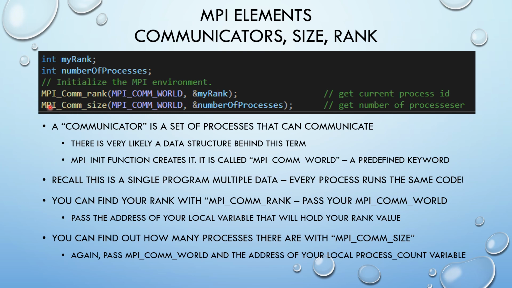Similarly, we often want to know how many processes there are, and so this function does exactly the same thing. We have an integer for the number of total processes that are running in parallel, and this returns that value to us so that we can use it. And now what's going to happen for the rest of the code is we're going to have those if statements. If my rank is 0, do these things. If my rank is not 0, do these other things.